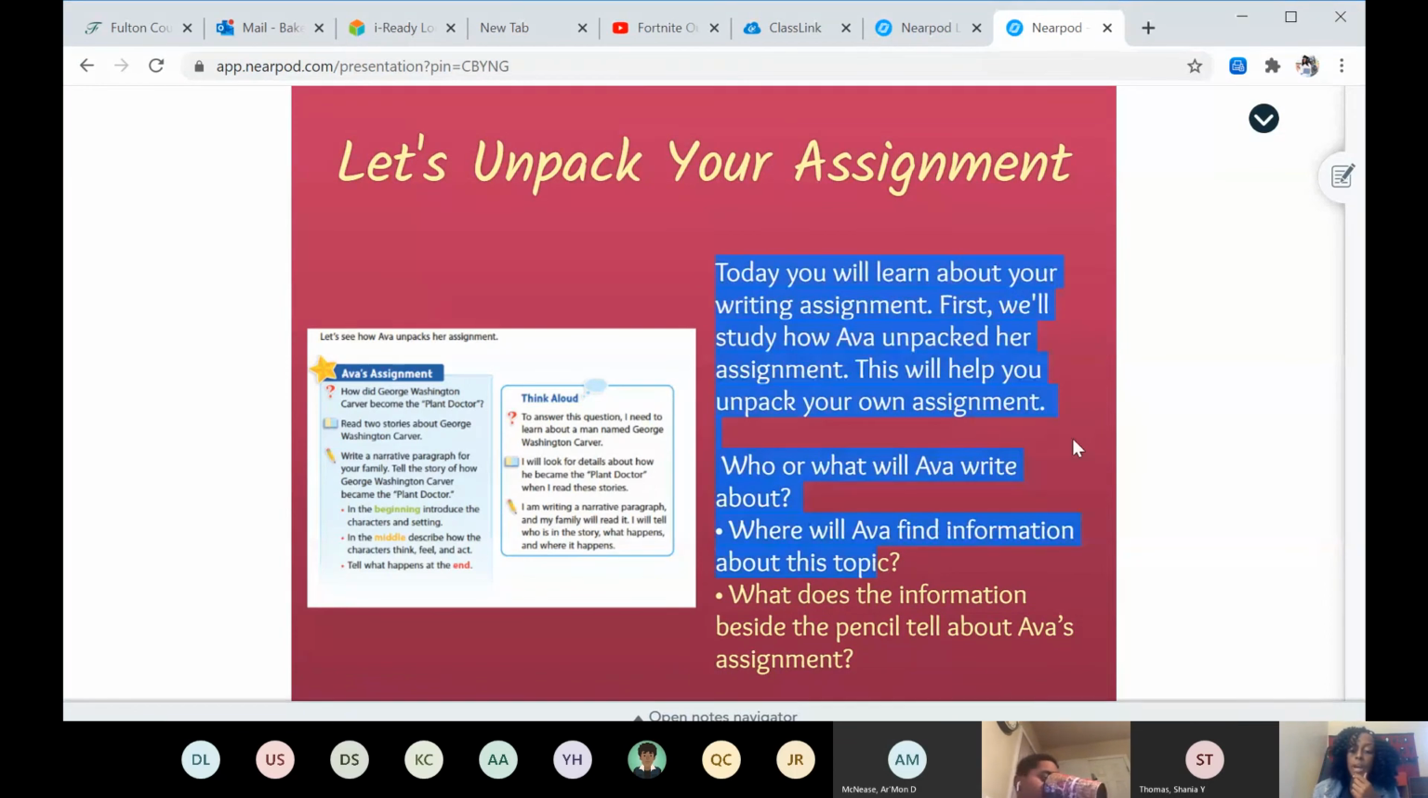So if we think about who or what will Ava write about? So who was Ava writing about? Make sure you can put your hands up in the chat now. Who was Ava writing about? Go ahead, Byron. Ava was writing about George Washington Carver. Yep. And where did she find her information about him? She found him in two stories about him. Yep, so she used her information from 2 stories about them to help. Great job, Byron.